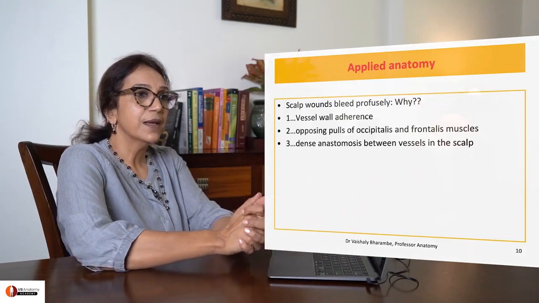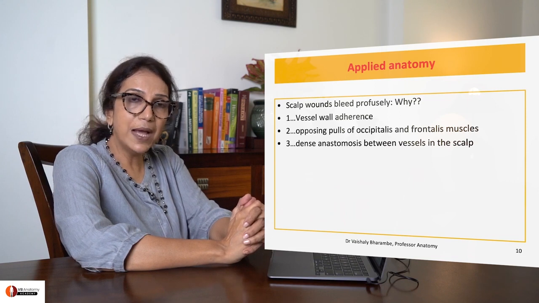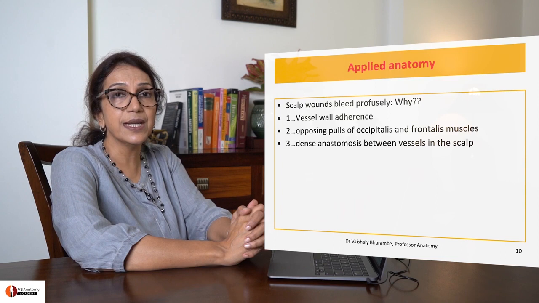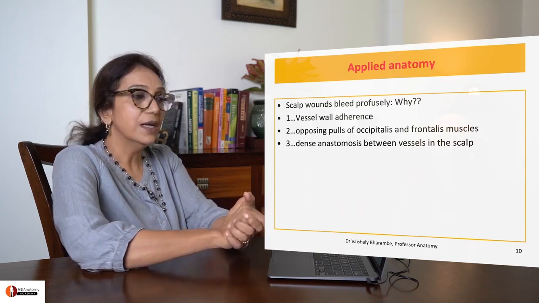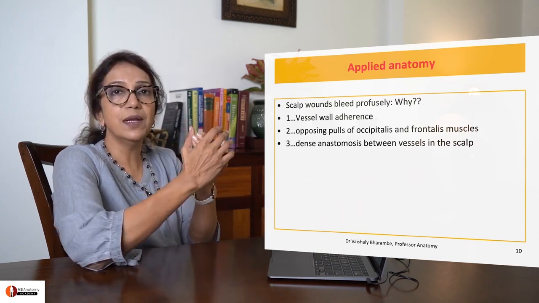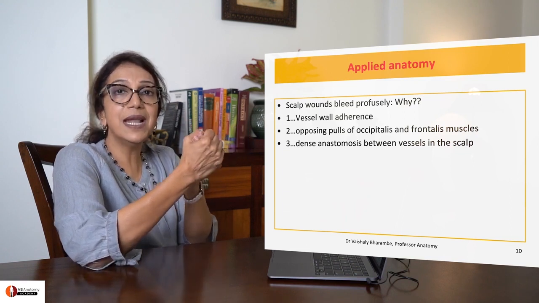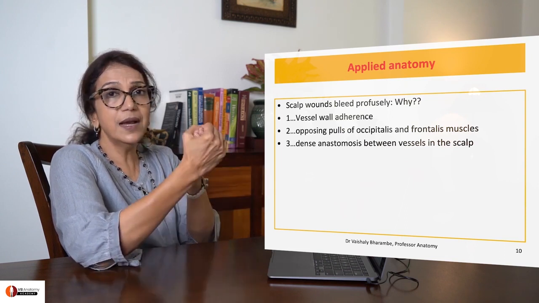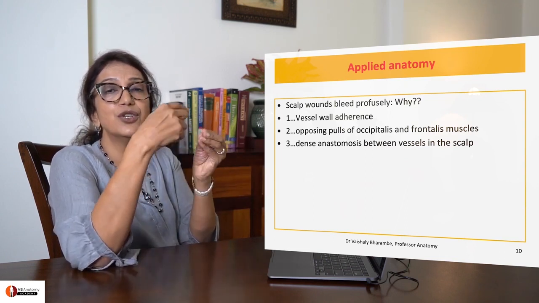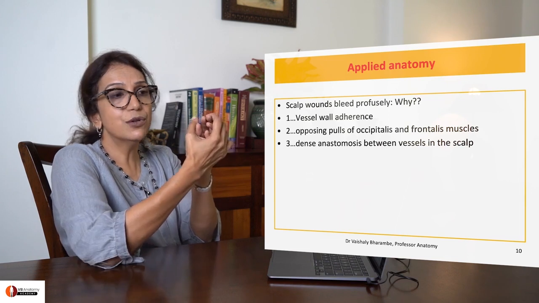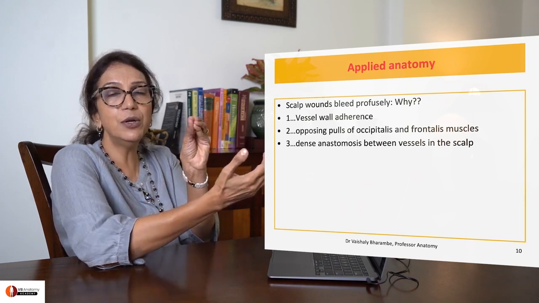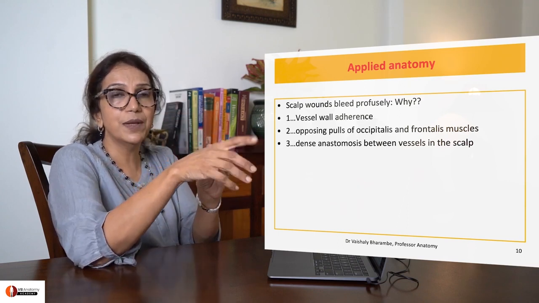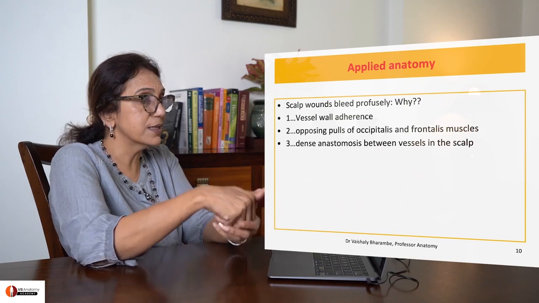Alright students, now that we've understood the arterial supply of scalp, I want you to understand that scalp wounds bleed profusely. Why do they bleed profusely? Understand that the vessel wall is surrounded by dense connective tissue, layer number 2. The connective tissue blends with the adventitia of the blood vessel. Okay, so when the blood vessel is cut, it is unable to contract and close. It remains open, causing a lot of blood flow. That's one reason. There are two others.